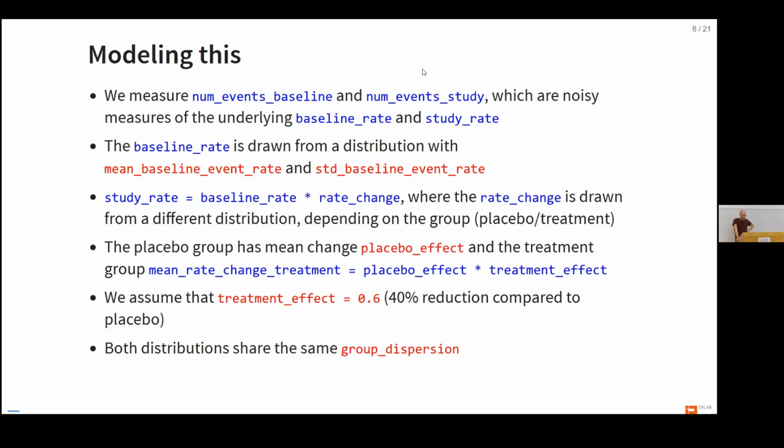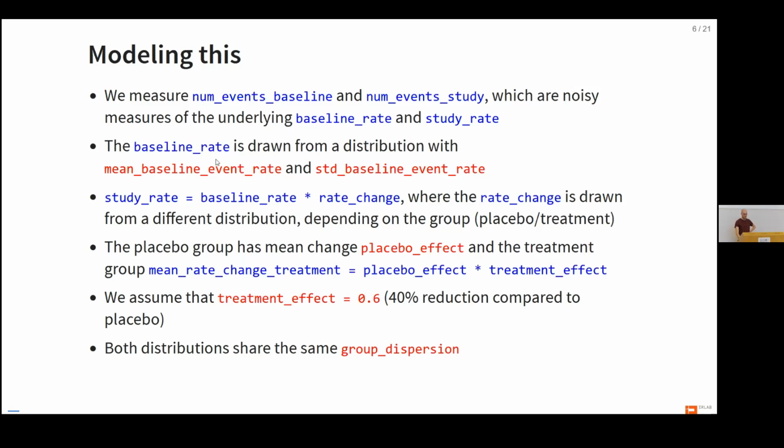So the way I specified this model is that we have measured some events at baseline, and then we measure some events during the study. Maybe I can point with the mouse. Can you see? Yeah. And these are drawn from a Poisson distribution. So what we really care about is some kind of underlying rate for each patient during the baseline period and the study period.